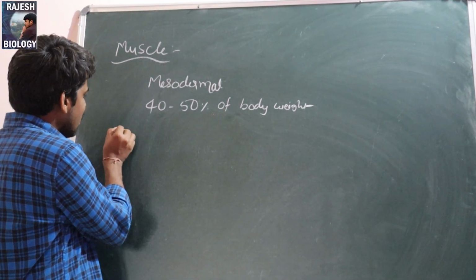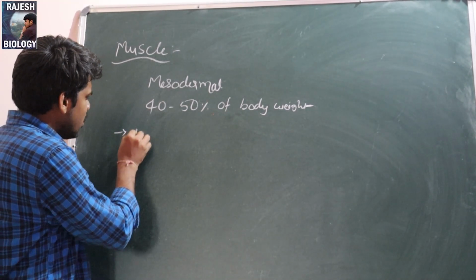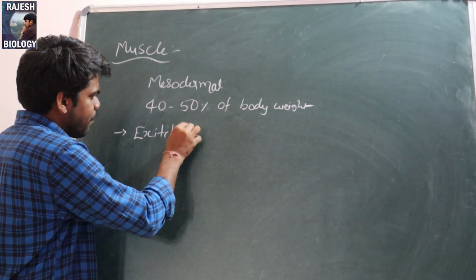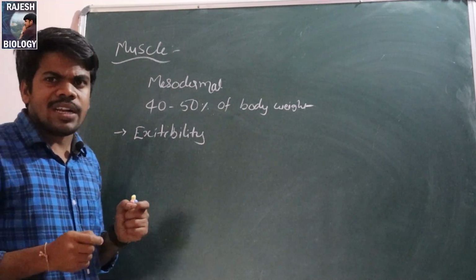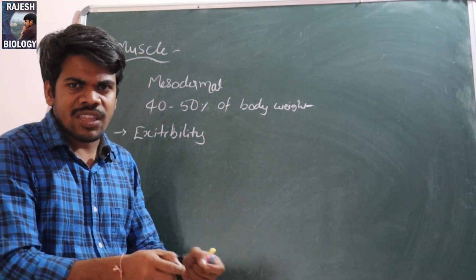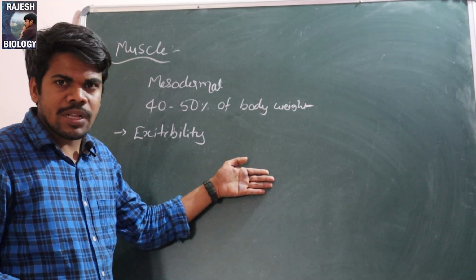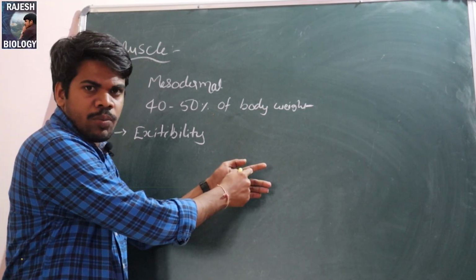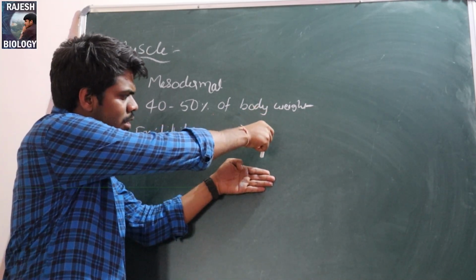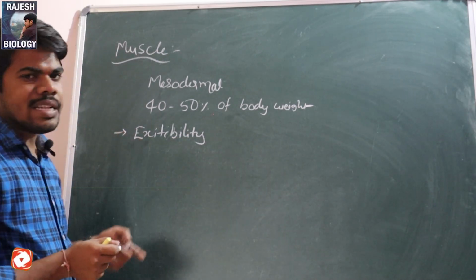Come to the characters of the muscle. Muscles have few characters. The first one is excitability. What does excitability mean? If the central nervous system or autonomic nervous system wants to make some contractions within the muscle, they send signals. For example, my hand has muscle fibers, and this finger is one muscle fiber, another finger is another muscle fiber, like that 4 muscle fibers are there. If the central nervous system sends signals to this, it gets excited. So it has excitability.